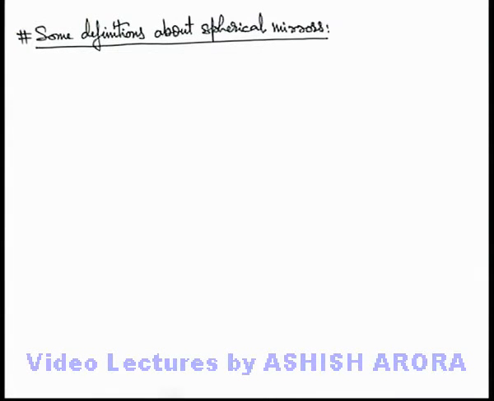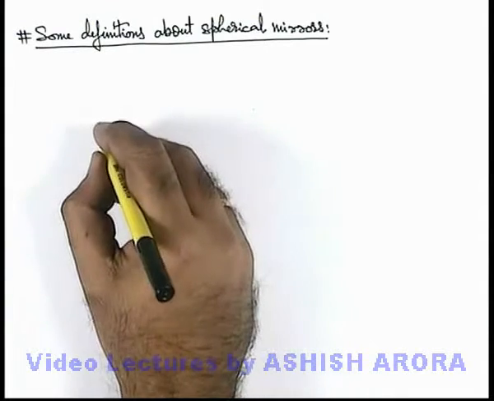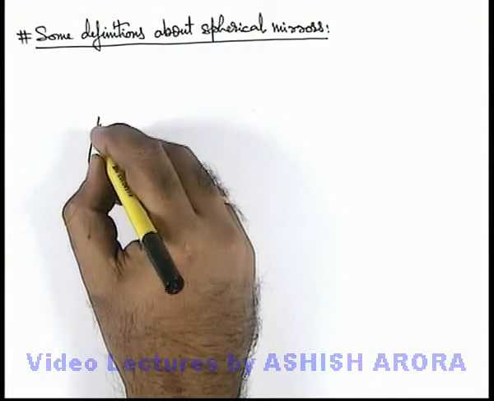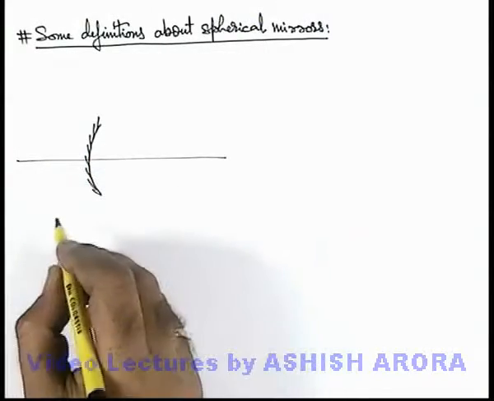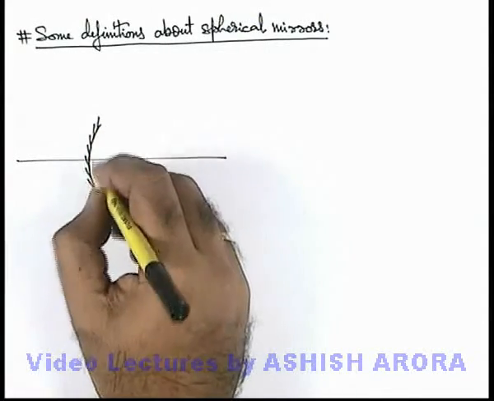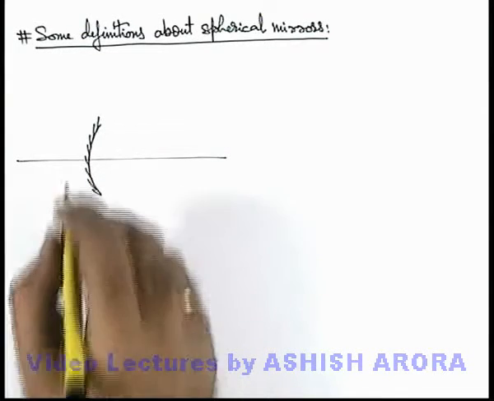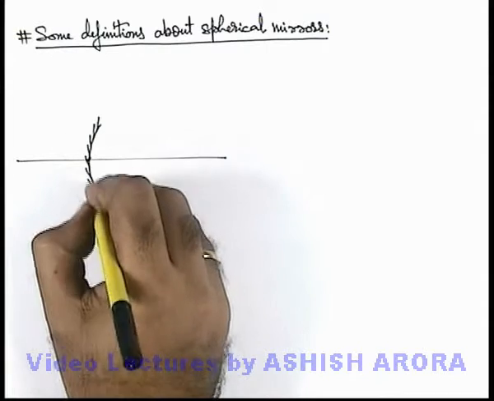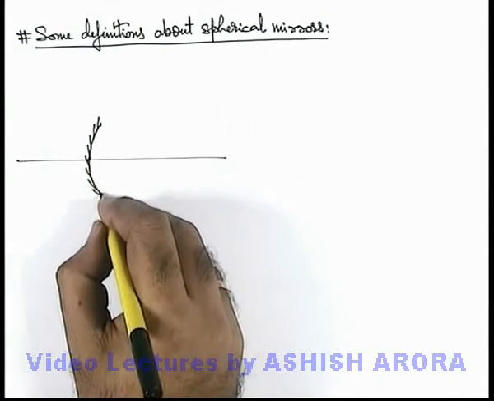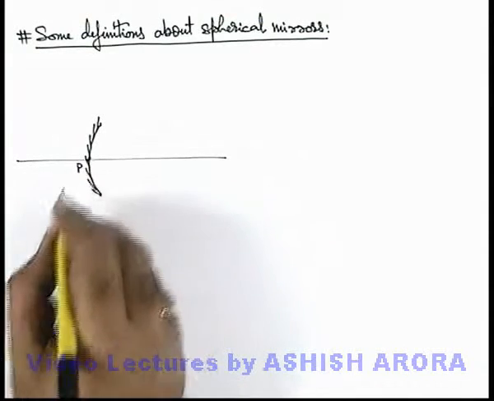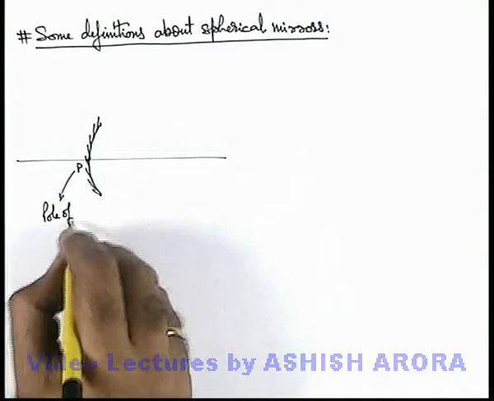Let us study about some characteristic definitions about spherical mirrors. We have studied that there are two types of spherical mirrors. One is a concave mirror in which the outer surface is polished and the inner surface is reflecting. In this situation, the midpoint of the mirror piece, which is a section of a hollow glass sphere, is denoted as point P and is called the pole of the mirror.